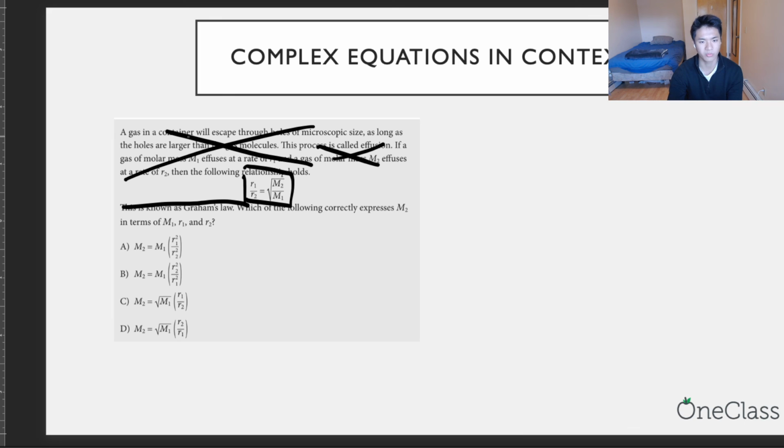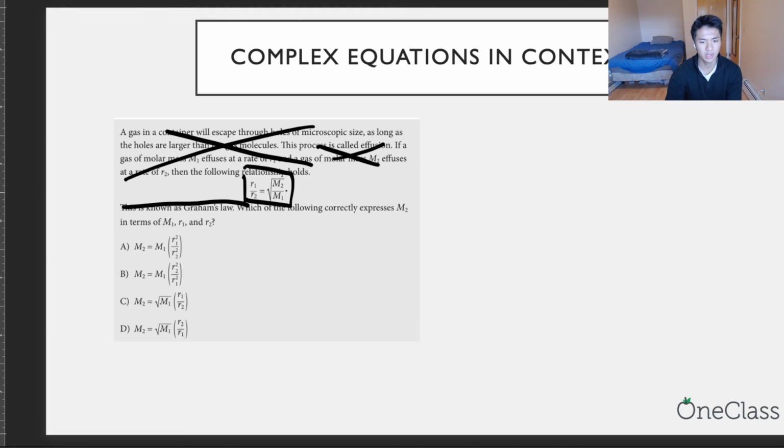You don't have to know the law of diffusion. You don't have to know what it's called. You don't have to know the background of this question. If we were simply given this equation and asked which of the following correctly expresses M2 in terms of the other variables, we would be able to solve that perfectly fine. So don't get caught up in the extra information they're giving you here. That's just to distract you. You just have to do the algebraic solving that lets you get M2.